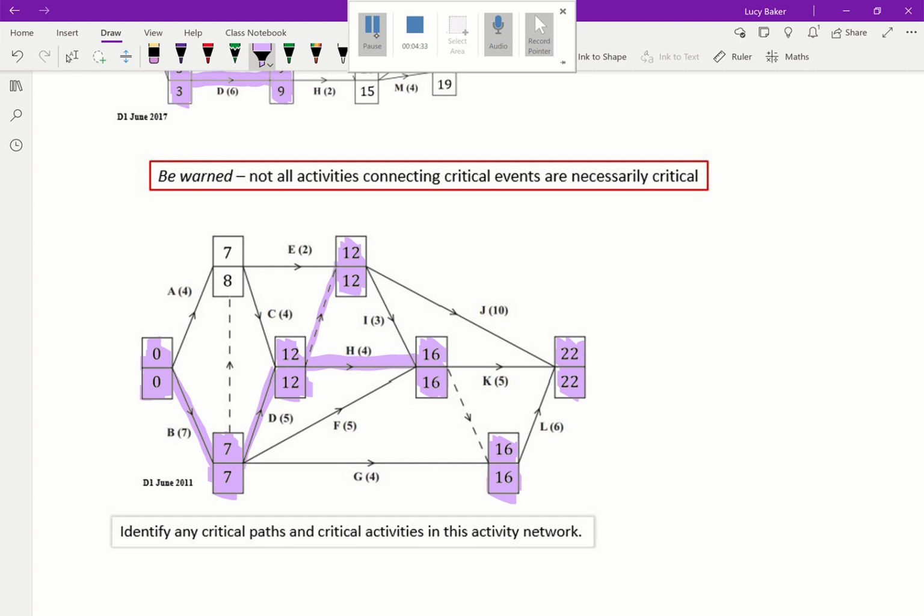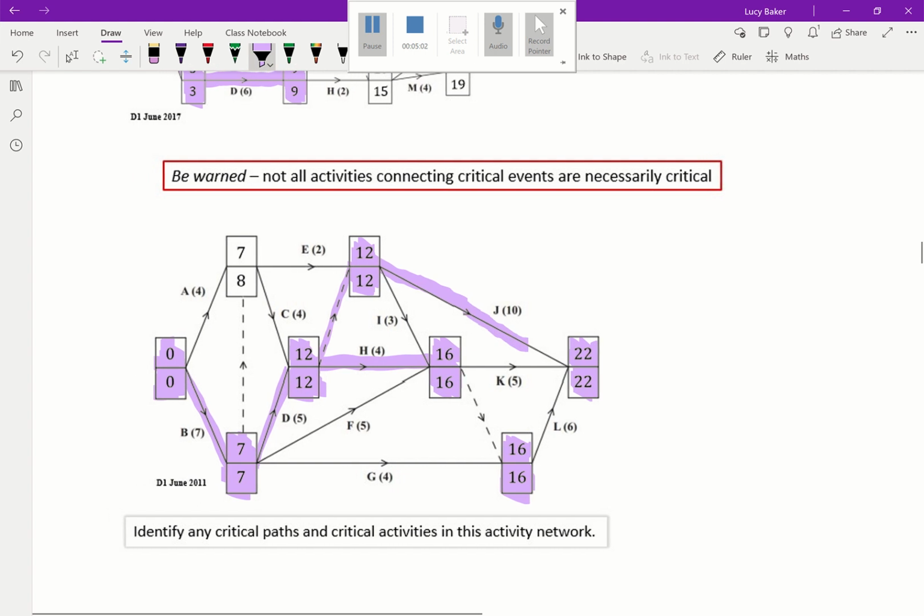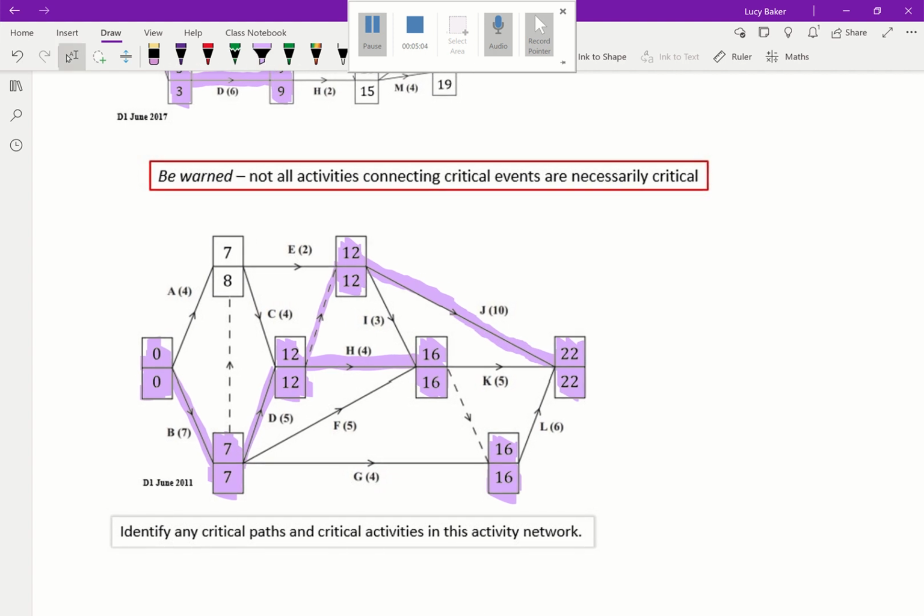Equally, K has a time to complete of 5, but the difference between 16 and 22 is actually 6. So K is not going to be a critical activity. It's only a critical activity if the time taken to complete is exactly the difference between the early and late start times. So what do you think? Is J going to be a critical activity? Well, if I look at the difference between the start and end times here and here, it's 10. So that's exactly the time it takes to complete J. So J is definitely going to be critical.